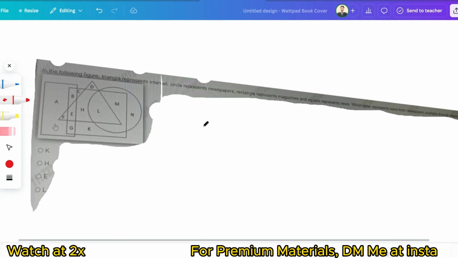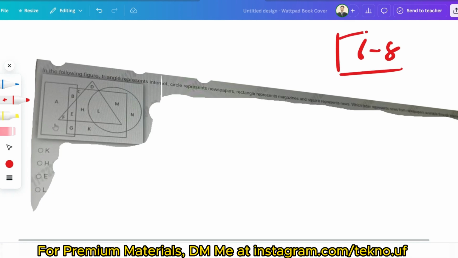This type of Venn diagram problem will be very much important. It will be asked to you in foundational sections as well as in advanced sections. Almost 6 to 8 numbers are allocated to Venn diagram problems, so please give importance to this problem. Let me just read it for you. I hope this is properly visible.